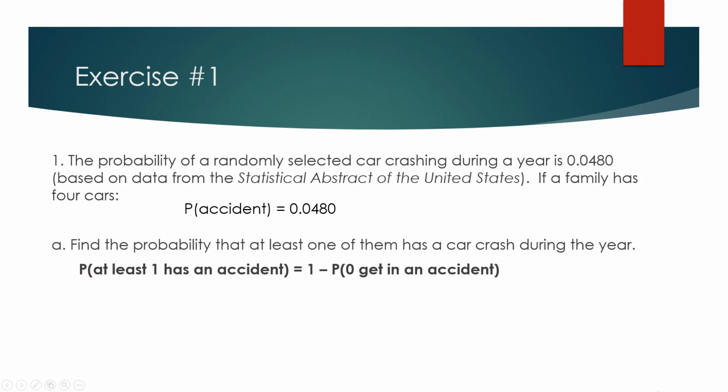For a while, I'm going to suggest that you just memorize where the complement is used, because the further we go along, the more you will be able to understand. So I know I can find the probability that 0 get into an accident, because they either get into an accident or they do not. So this would be 1 minus 0.0480.